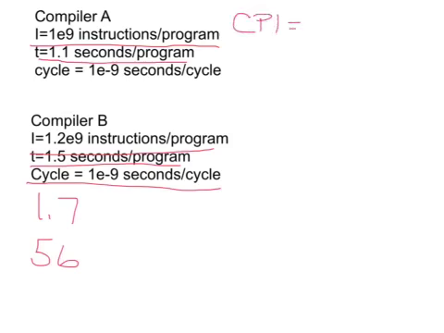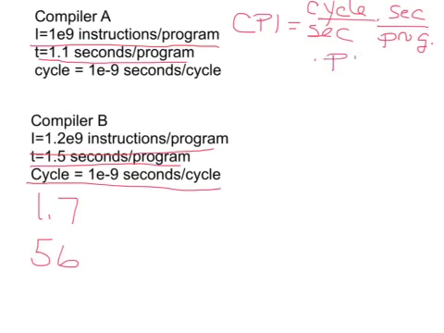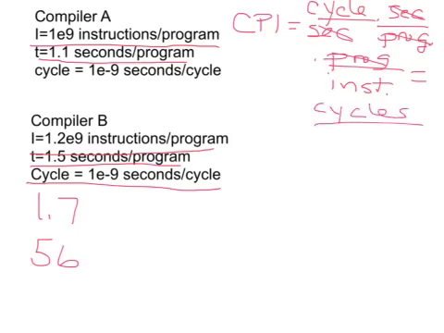which is equal to the number of cycles per second, so the inverse of the cycle time, times the number of seconds to run the program, times the inverse of the instruction count. So program on the top, instructions on the bottom. So we're going to cancel out program, seconds, and get cycles per instruction.